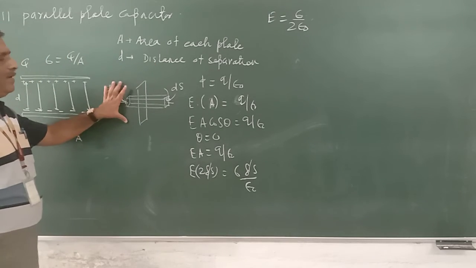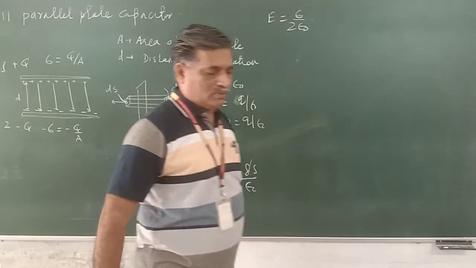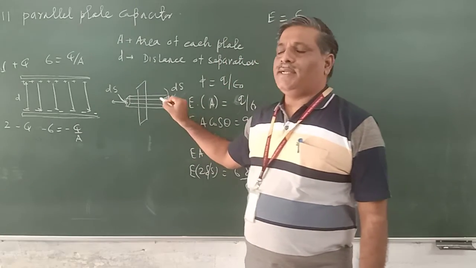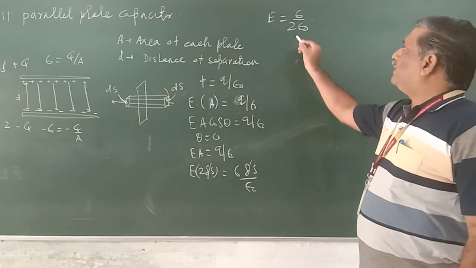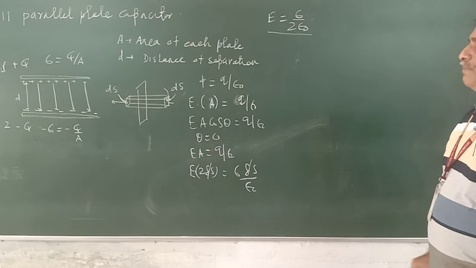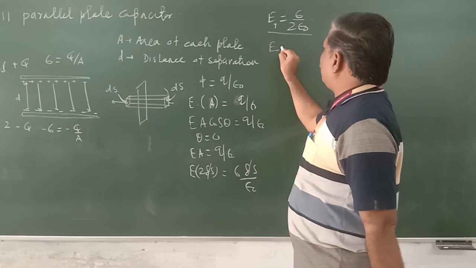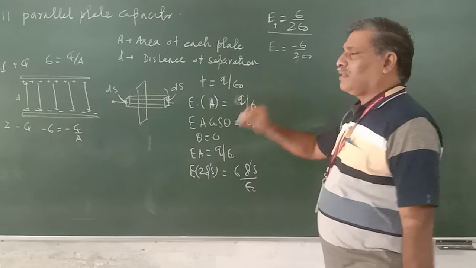So the electric field due to one plate is equal to sigma divided by 2 epsilon 0 at any point. It does not depend on how far the point is from the plate. It is independent of the distance of the point from the plate. Similarly, this is for the positive plate. For the negative one, it is minus sigma divided by 2 epsilon 0.